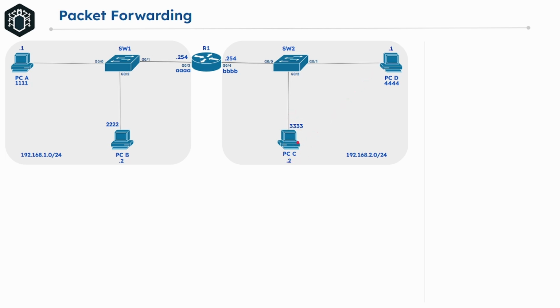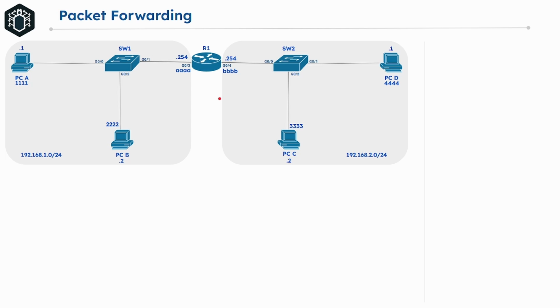Both of these hosts are connected with switch 2, and this switch is connected with router R1 at the G04 interface. This particular interface has an IP address of 192.168.2.254, which is the default gateway for this particular network. G04 interface also has a unique MAC address of BBBB. So, this router is acting as a bridge between these two networks.